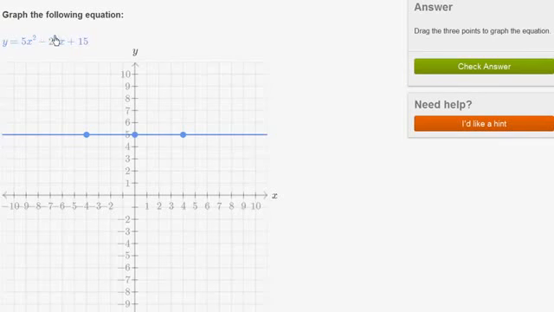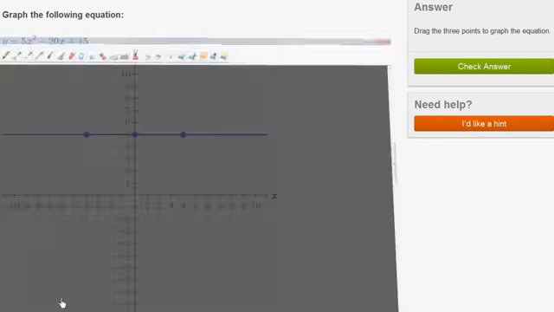We're asked to graph the following equation. Y equals 5x squared minus 20x plus 15. So let me get my little scratch pad out. So it's y is equal to 5x squared minus 20x plus 15.